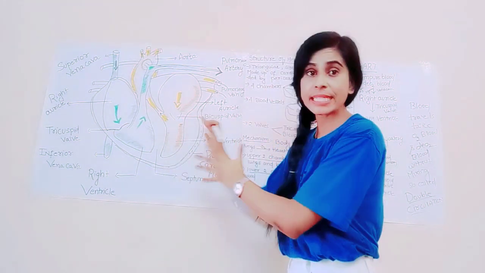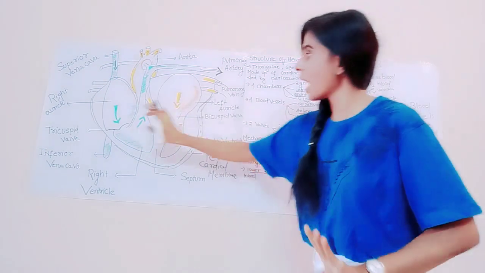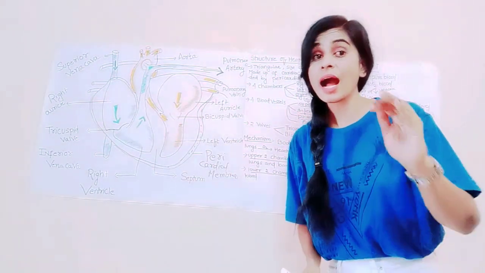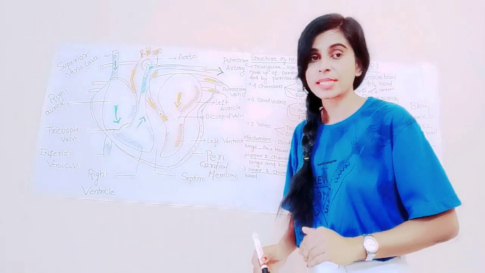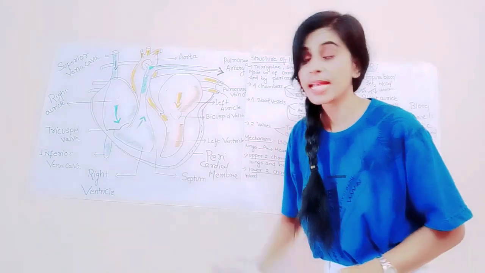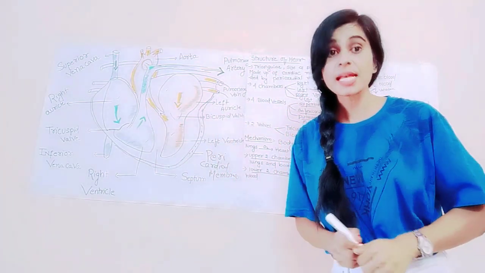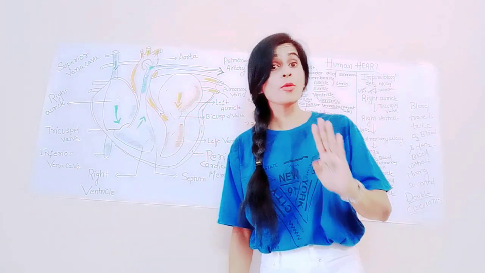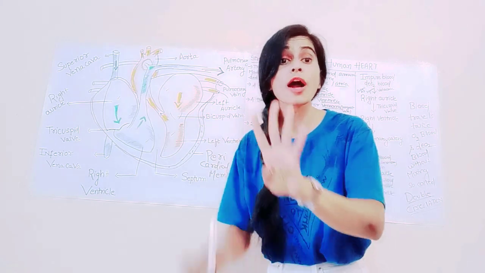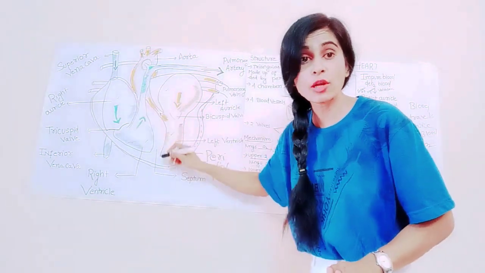Now you can see the diagram over here. Listen to me very carefully. The heart has 4 chambers. This is the upper chamber, and this one is your lower chamber. How many chambers does the heart have in it? How many rooms? The heart has 4 chambers: upper chambers and lower chambers.